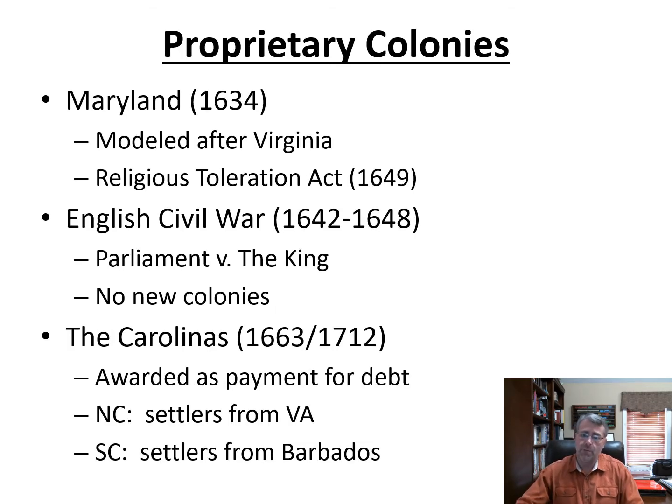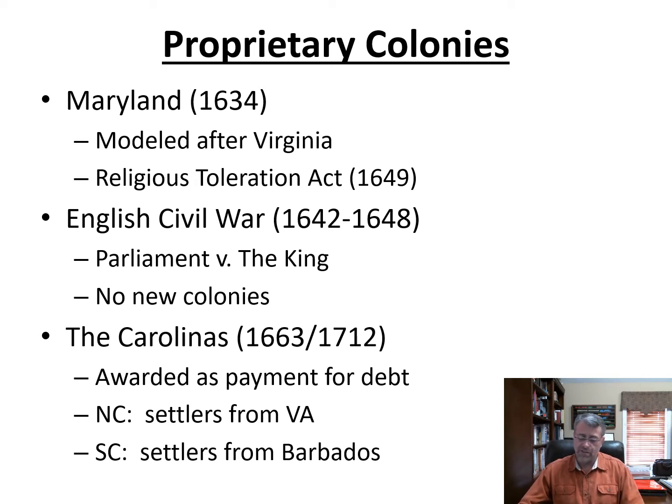Taking a look now at our proprietary colonies, excuse me. A proprietary colony basically is where the Crown has granted a large tract of land to an individual or to a group of individuals, and it's their land. The king is like, here, thanks for your loyalty. Here's a big chunk of land in the New World. It's yours. Do what you want to with it. Basically, these proprietors, either the individual or the group of individuals, are the owners of this large tract of land. It's theirs to do with as they please.